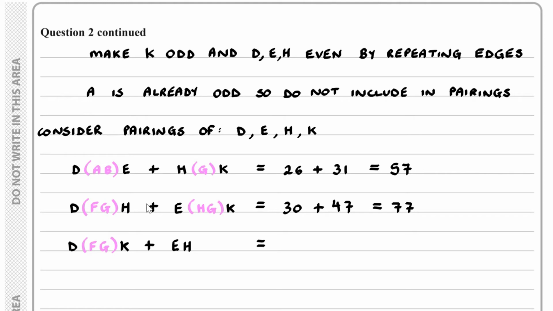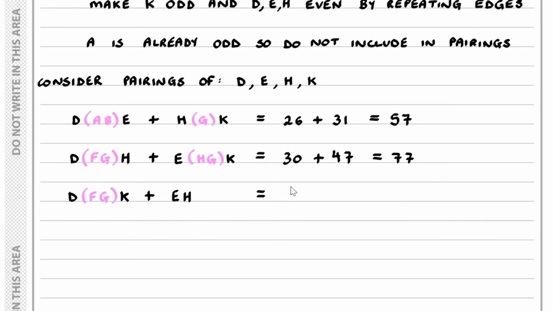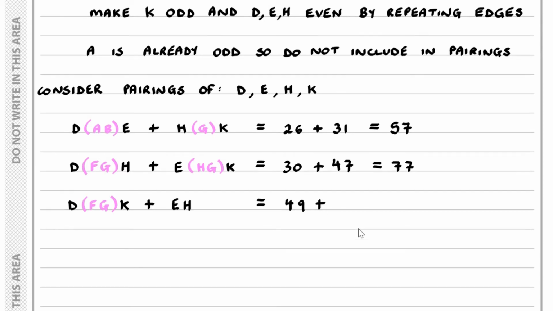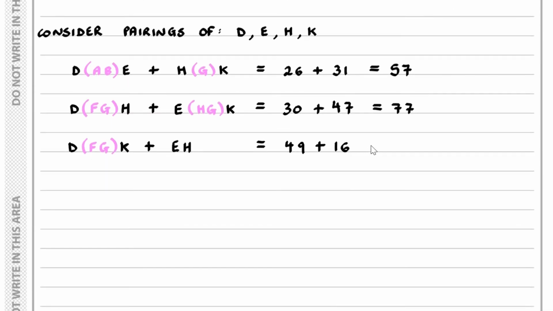And then D to F, that's 14. F to G, that's 10. And then to K, that's 25. So altogether we have 49. And then we add on to this EH, which is 16. If we work all of this out, we get 65. So what is the smallest we have? Well, the smallest we have is the 57.